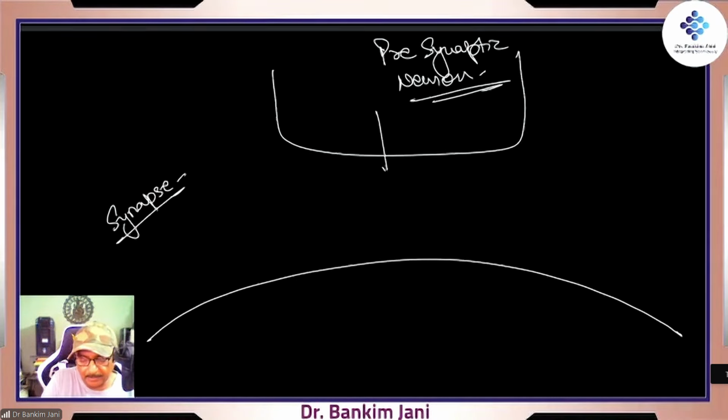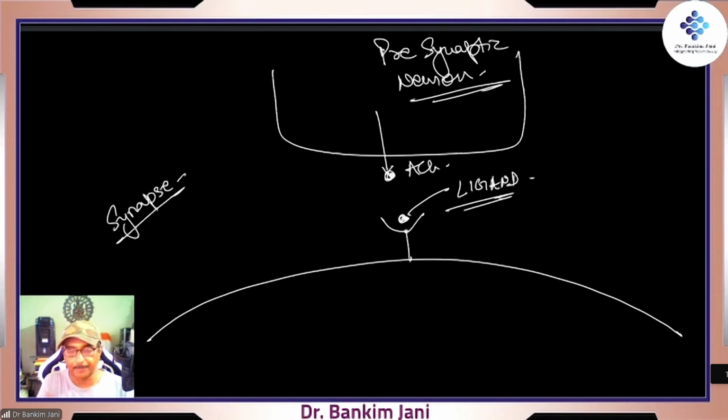So over here, there is release of neurotransmitter. Let's say this is acetylcholine. And these are the receptors which are available. That acetylcholine which is released will come over here because this one is the ligand. That's why we'll be calling this receptor a ligand gated receptor.